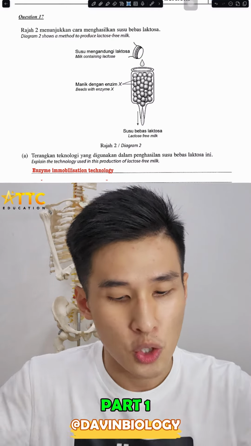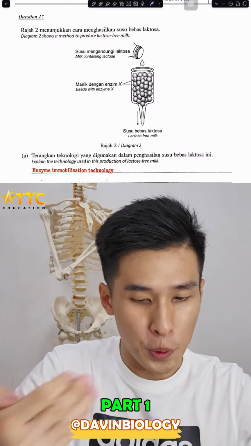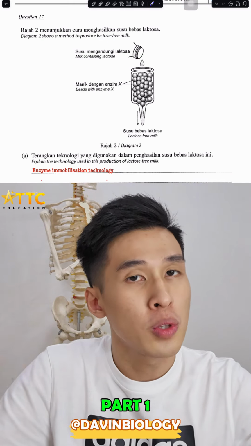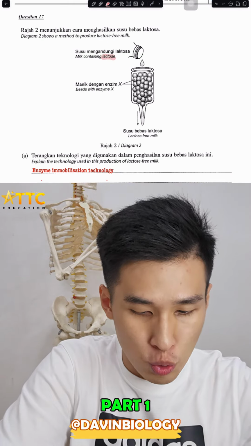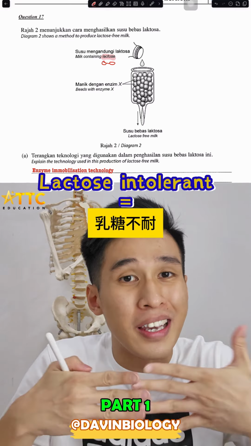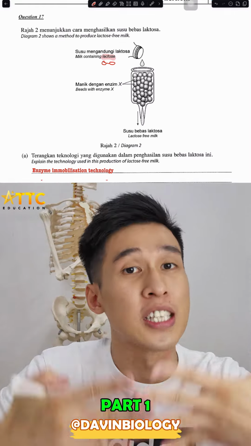So first, what is this? For example, here they are saying that we are producing lactose-free milk. 我要产生没有糖的奶. So we know that milk has lactose, this sugar. It's a disaccharide, 乳糖. Lactose intolerant people cannot take this kind of milk. So this technology is actually for them.